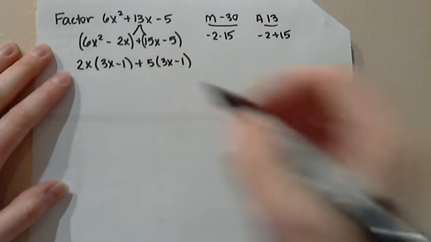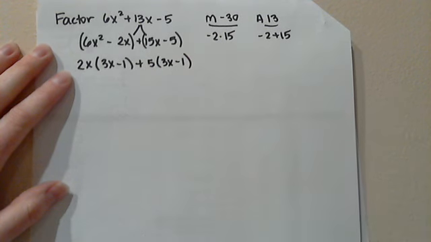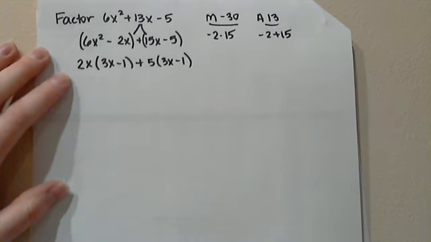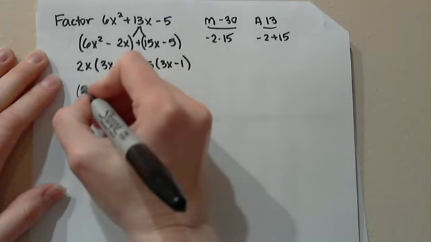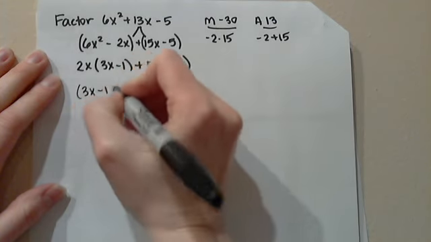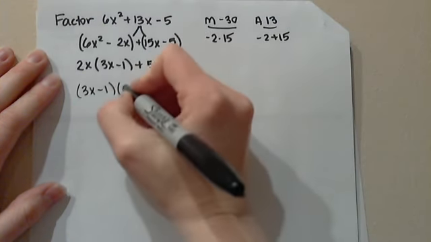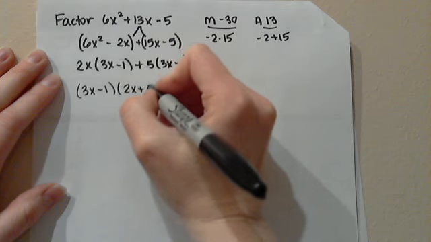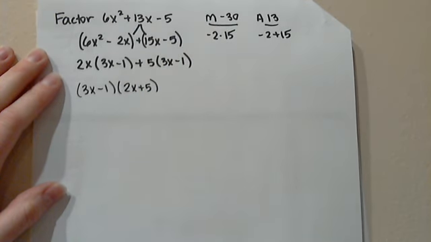Now that's a good sign because remember I want the same thing to show up in both sets of parentheses. So when I look at the big picture, I say, what do those 2 terms share in common? They both have a 3x minus 1. So I'll factor that out front. And if I take that out, I'm left with the quantity 2x plus 5. And there we have our factored answer. And remember, you can always check it by FOILing it back out.